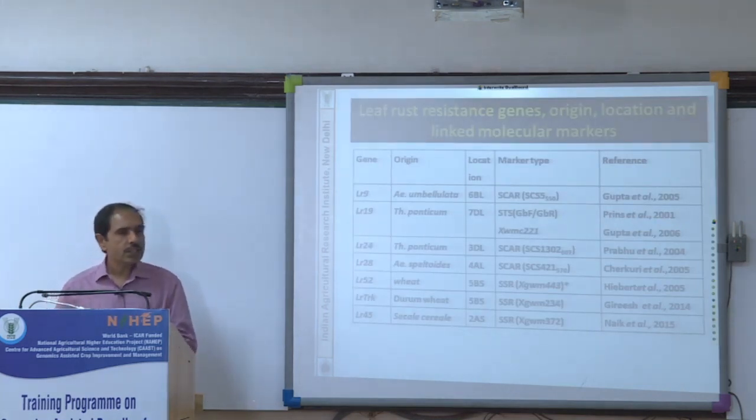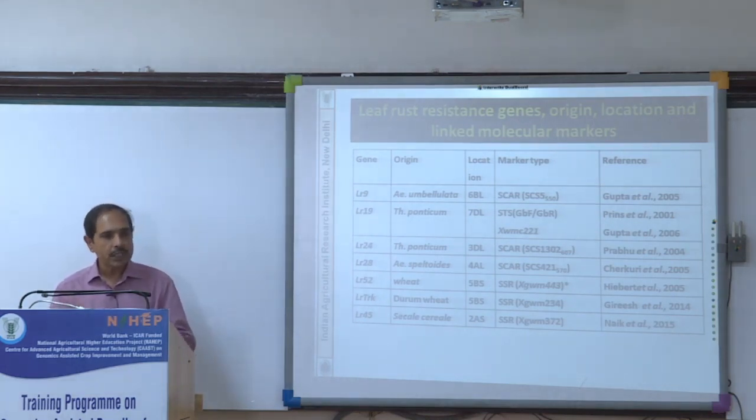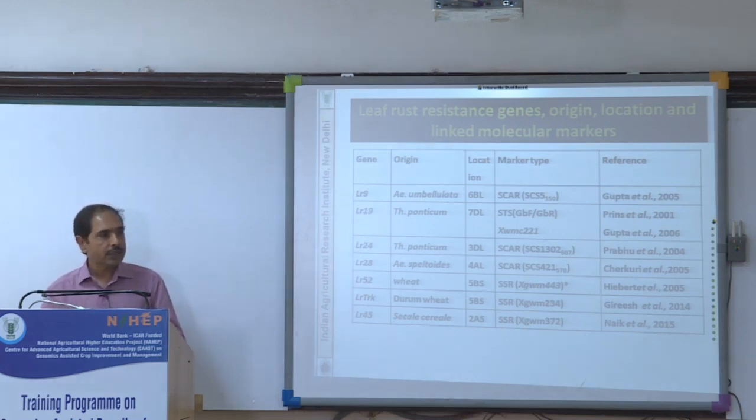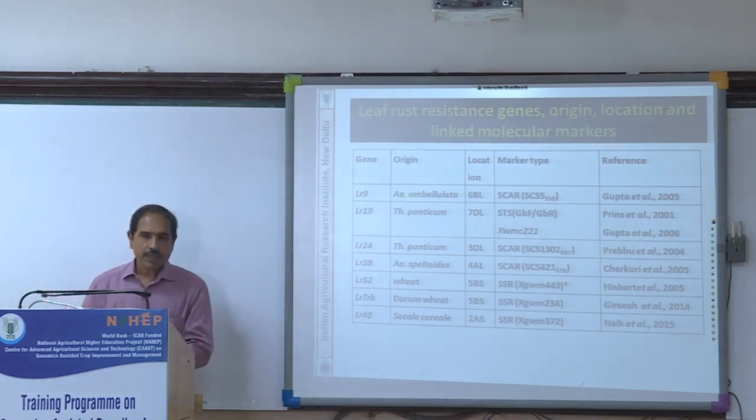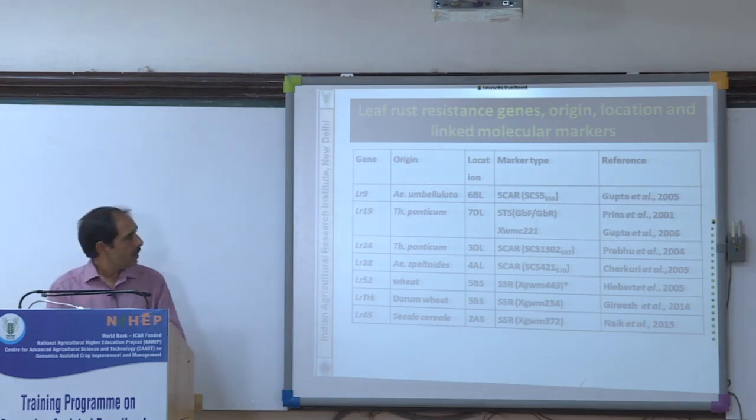Wild species have been used in wheat. A number of genes have come from wild species. Of course, there are other genes which are native to wheat also. So they have their origin in wheat itself, but other genes have been transferred from wild species. So, LR9, many of you might have studied, was transferred long back from Aegilops umbellulata. This was the first example of transfer of a gene from an alien genome, alien species. It was transferred from the U genome, Aegilops umbellulata.